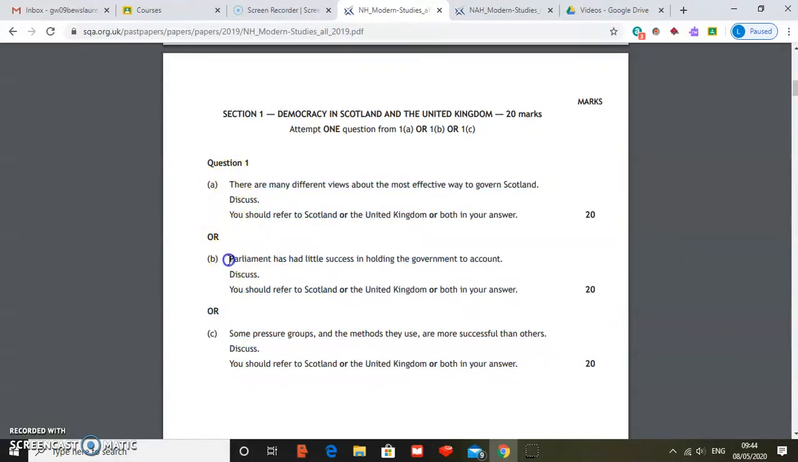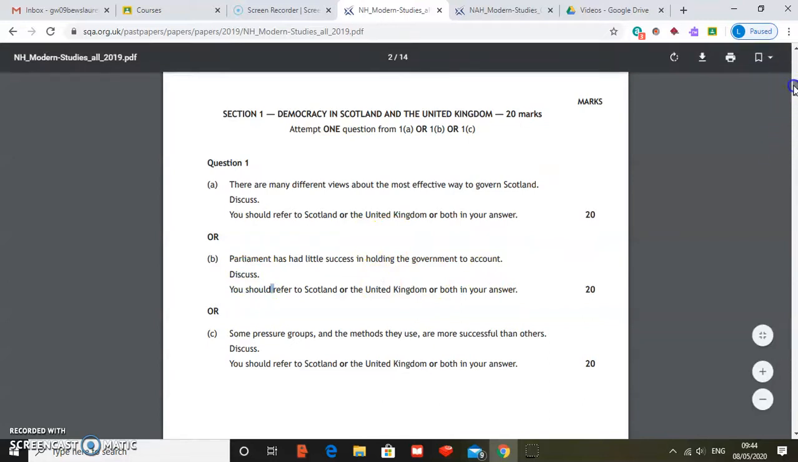Now, it says here, Parliament has had little success in holding the government to account. For this one, you would obviously argue it has and it hasn't. But we'll look at all the essay structures and things as we go through the content and you learn about how to do all the skills. But just so we're very clear, in a discuss question, you are given a statement, you must argue both sides of the argument.